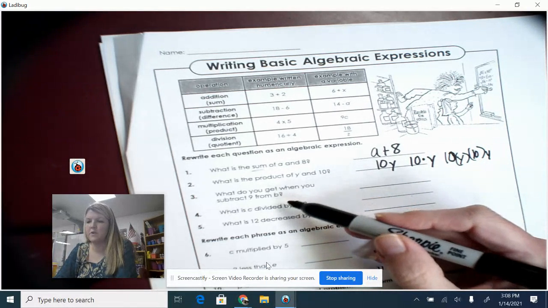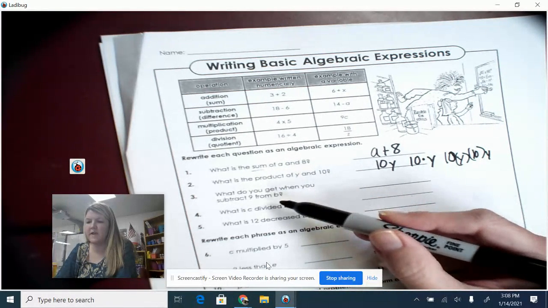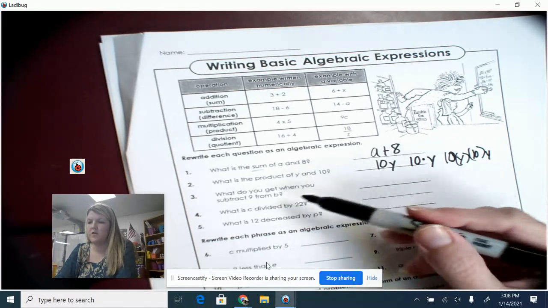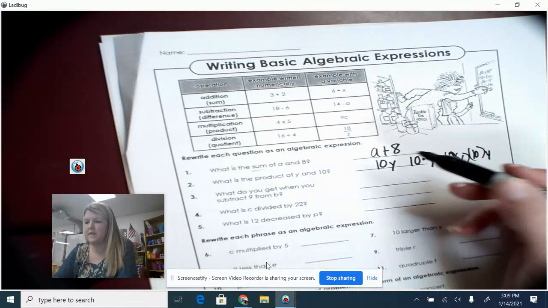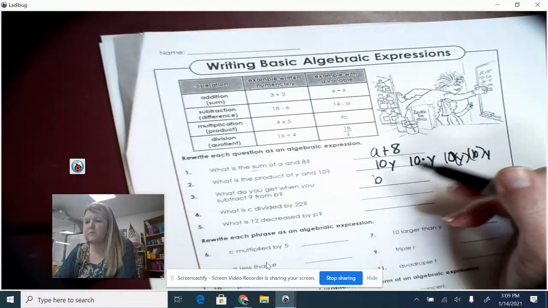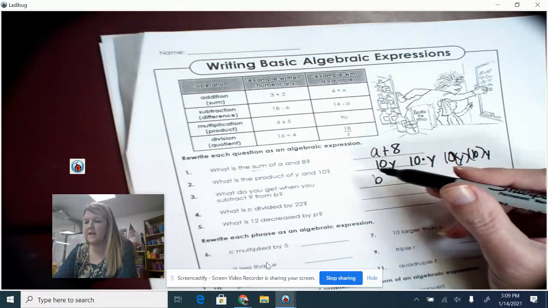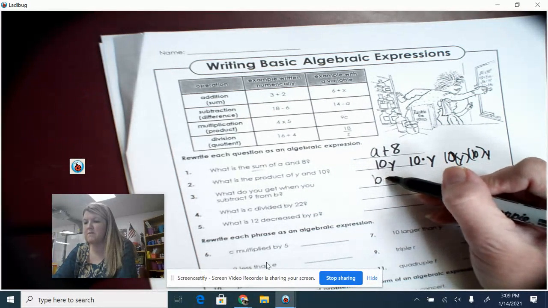So then the next one, what do you get when you subtract 9 from b? So we're taking 9 from b. So the order does matter when we're subtracting. So since we are taking 9 away from b, it's going to be b minus 9.